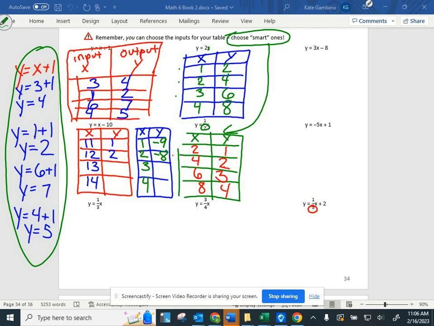So if you don't like working with negative numbers, choose smart ones. Choose numbers for x that are going to be bigger so you don't have to worry about negatives. You get to pick what your x and your y are. It's going to be the same pattern.